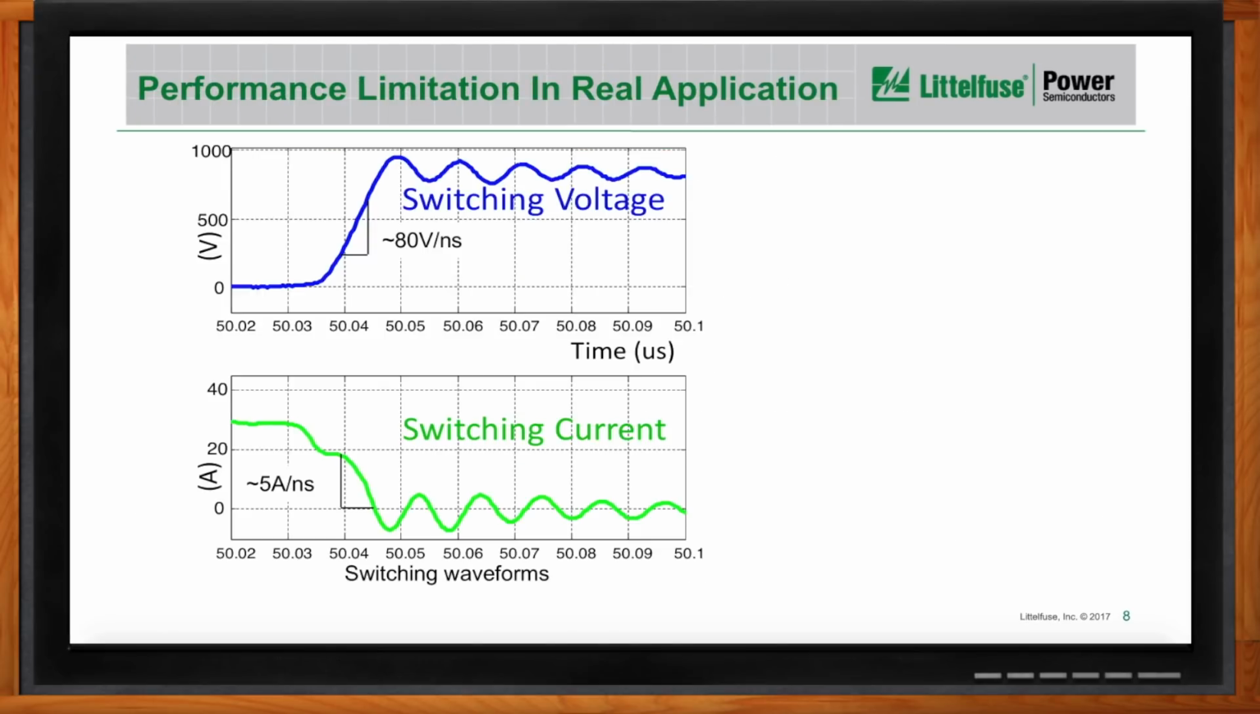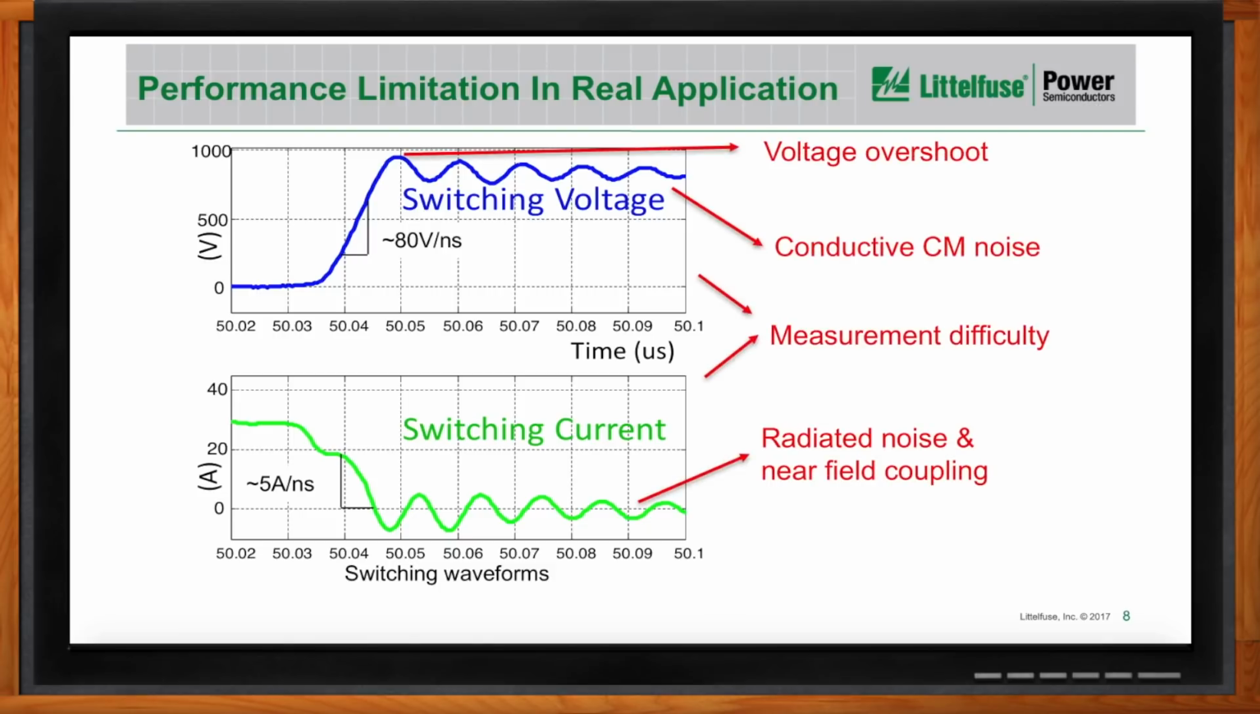For example, we're talking about the switching behavior of silicon carbide devices. Here is an example of a typical switching voltage and current waveform using silicon carbide devices. Here we're talking about around 80 volts per nanosecond dVdt and 5 amps per nanosecond dIdt during the switching, which is at least 5 times higher than the typical IGBT switching speed. All these high switching speeds help make the performance of our converter superior compared with silicon IGBT based solutions. However, it also creates a lot of problems.